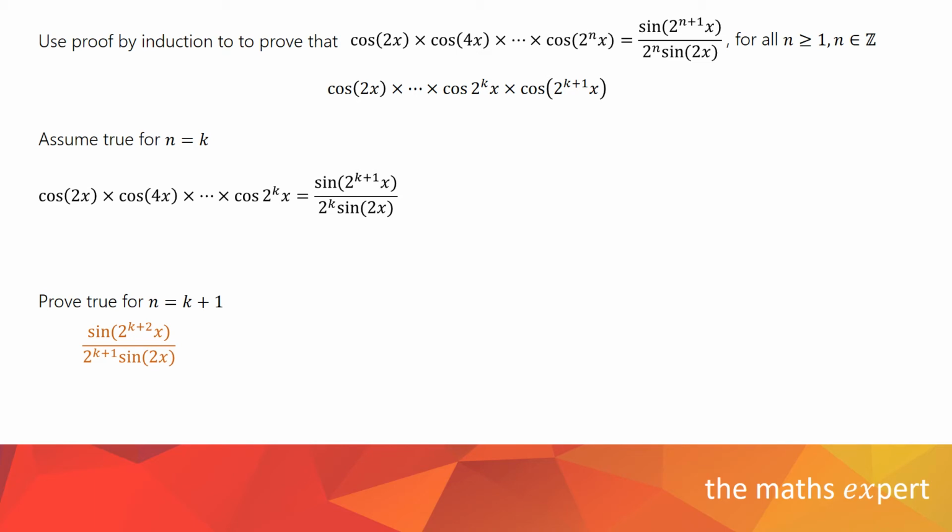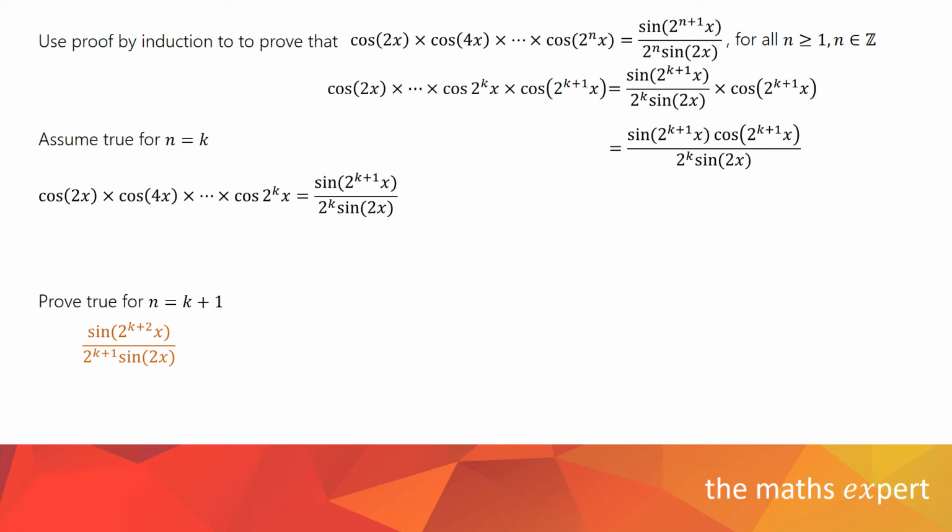Now I already have the left-hand side of the assumption in here. I don't need to do any manipulating, so I can just substitute in the right-hand side of the assumption. I can now write this into one fraction, as my goal is one fraction. Now I need to manipulate in order to reach my goal.